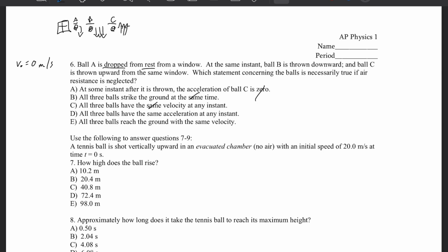D, all 3 balls have the same acceleration at any instant. Well, yeah, same acceleration. It's called gravity. E, all 3 balls reach the ground with the same velocity. No, the one thrown down will get there with a much faster velocity than the one simply dropped. So D is our best answer.